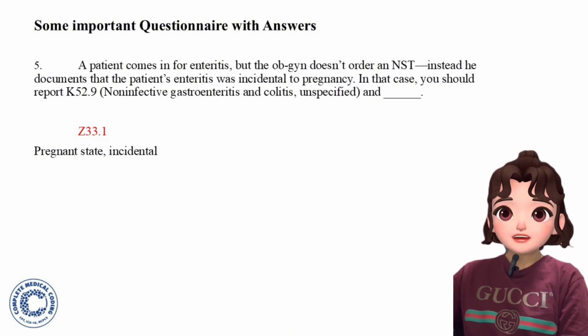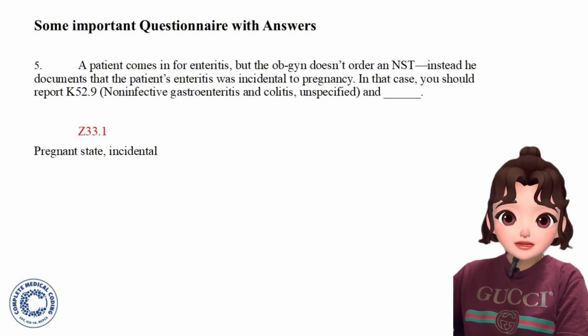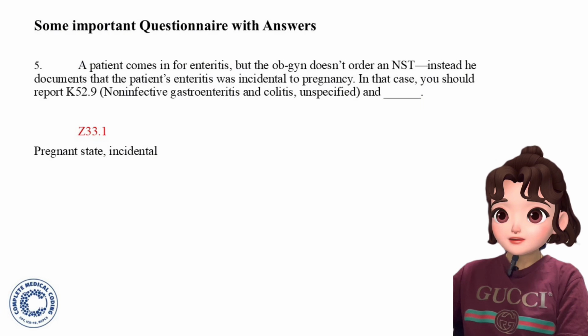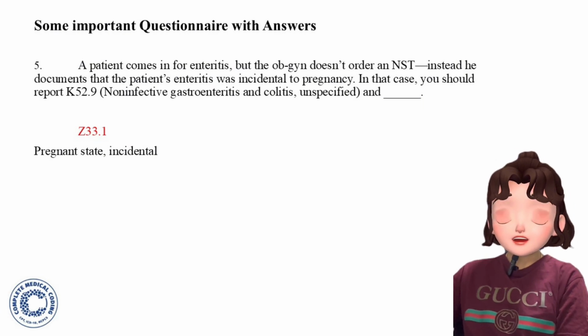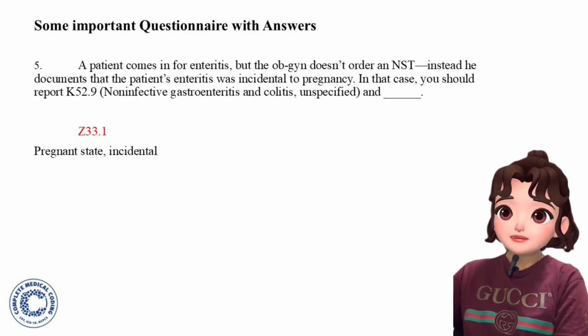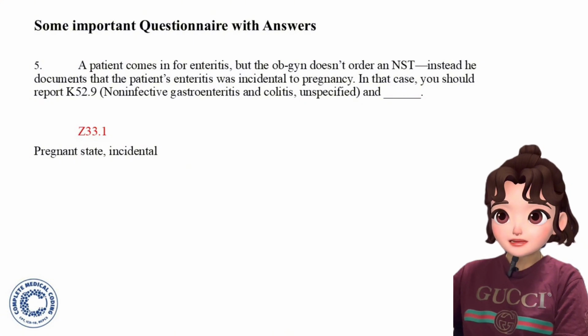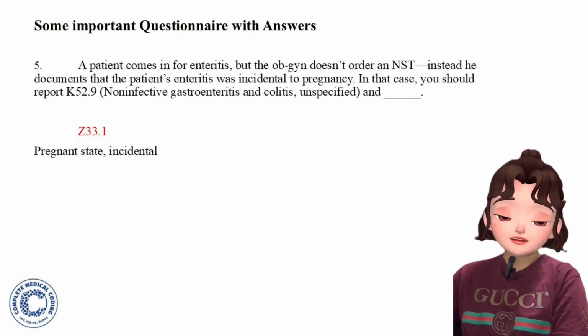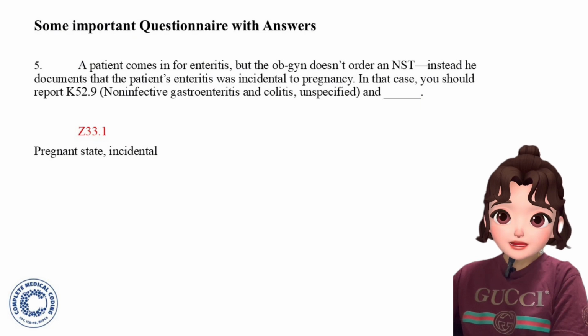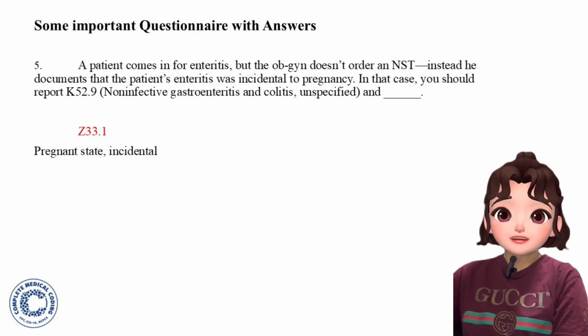Now, fifth question. A patient comes in for enteritis, but the OB-GYN doesn't order an NST. Instead, he documents that the patient's enteritis was incidental to pregnancy. In that case, you should report K52.9. What is K52.9? Non-infective gastroenteritis and colitis, unspecified. And which Z code should you use here? The patient has come in for the enteritis, but the OB doesn't order any test for enteritis. Okay, but it is incidental. This condition is incidental to pregnancy.